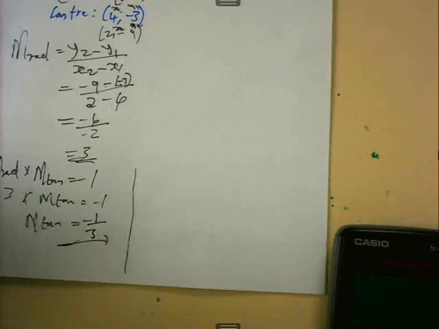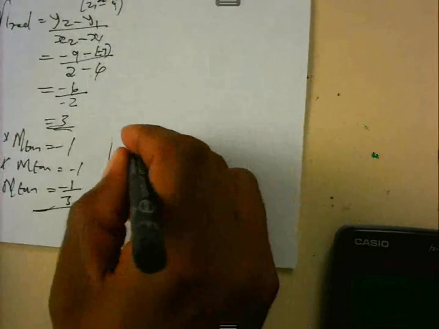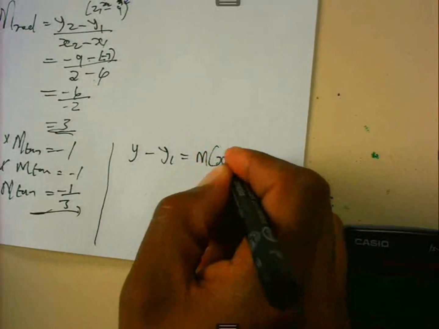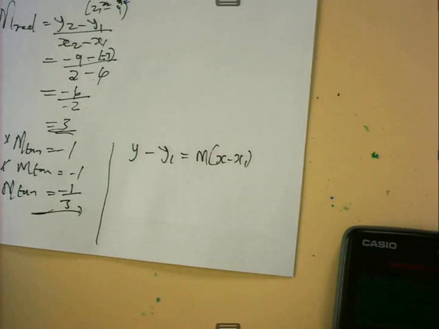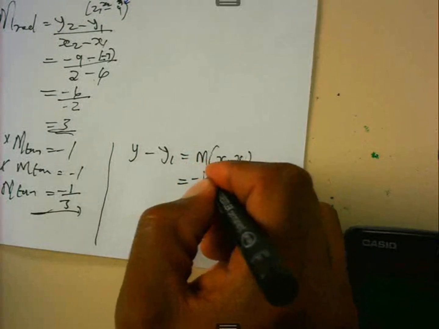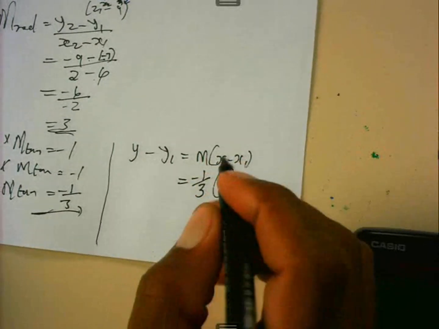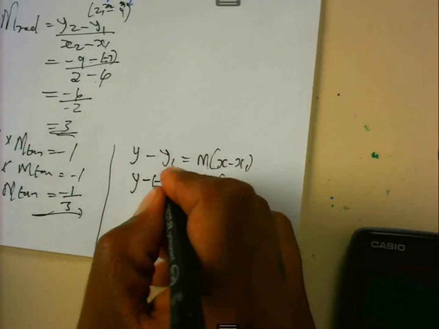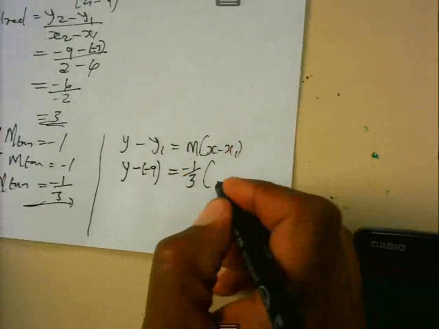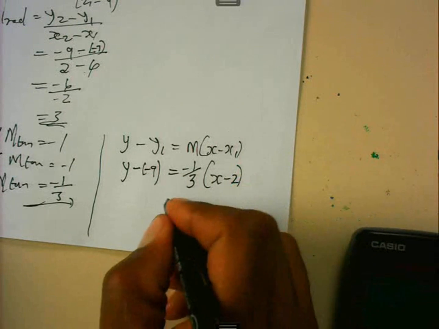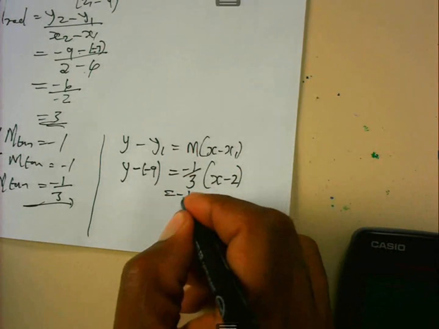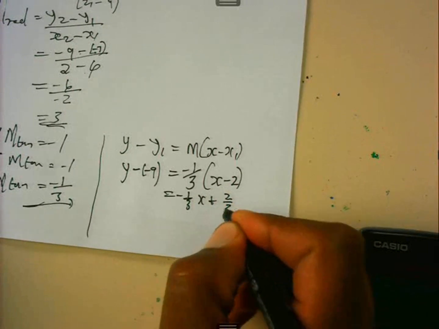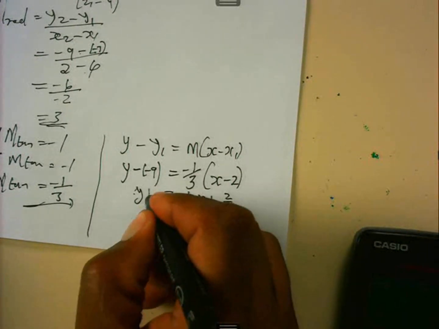Right. From here, the equation will be y minus y1 is equal to m into x minus x1. Right. Our gradient is negative 1 divided by 3. And now this side is y minus 9. Of course, this is a point that we must use. And now x minus 2. When I multiply out, that is 1 over 3 x plus 2 divided by 3.